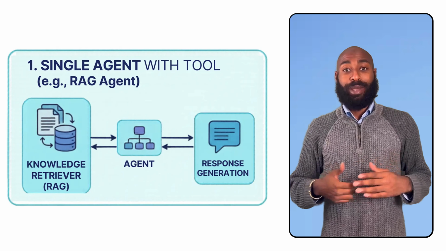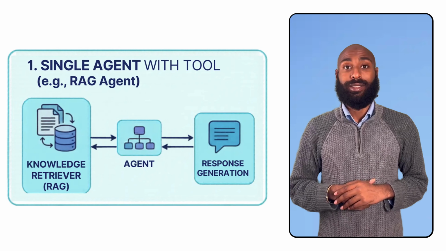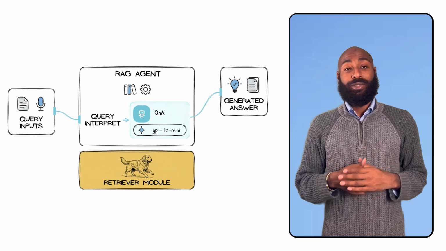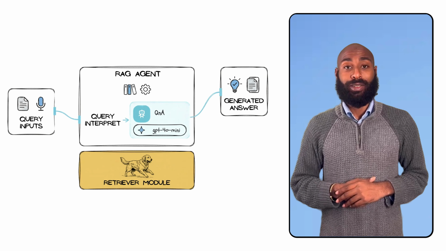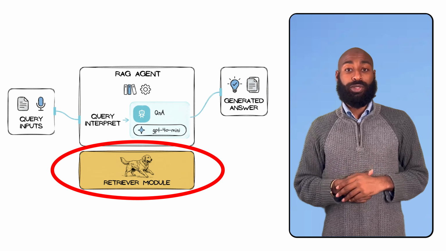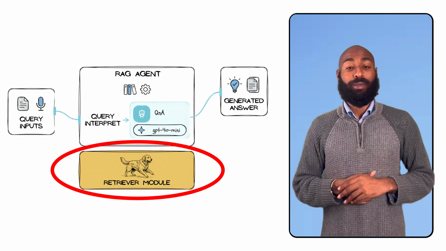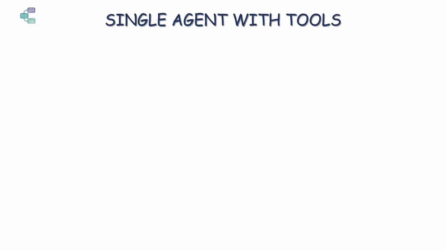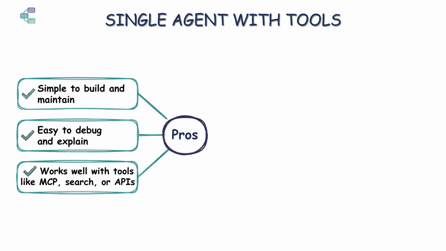The simplest agent pattern is a single agent with access to tools. A common example is RAG, Retrieval Augmented Generation. One agent uses a retrieval tool to pull relevant information and give a more grounded response. The biggest strength of this pattern is simplicity. It's easy to build, easy to understand, and works well when a single agent can handle the task with help from one or more tools.